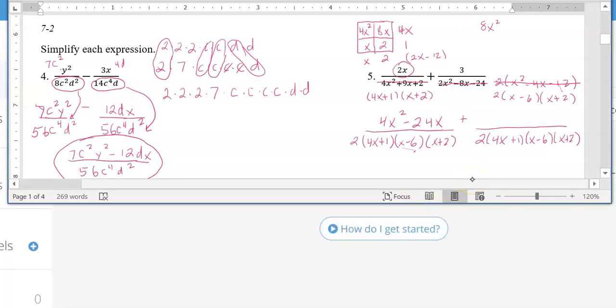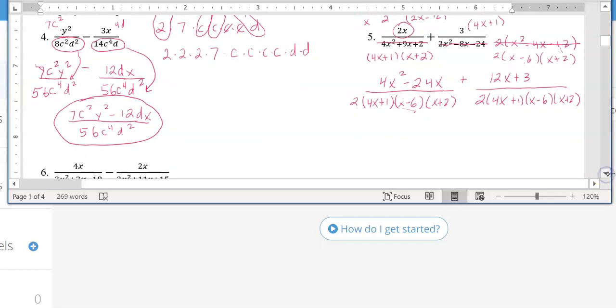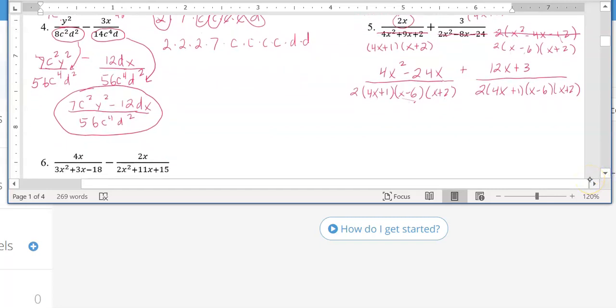Okay, now let's jump over here, and similar situation, the 2's would cancel, x minus 6's would cancel, x plus 2's would cancel. So the part that doesn't cancel is 4x plus 1. That multiplies by 3, and that would be 12x plus 3. All right, move down just a little bit, and now we're ready to show our final answer as one fraction.